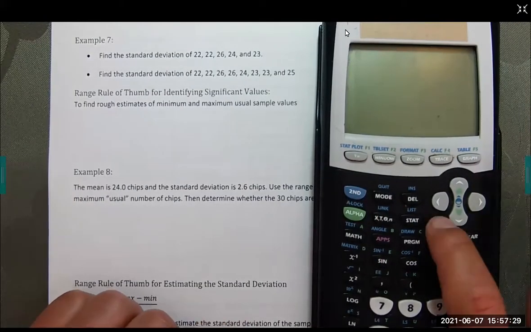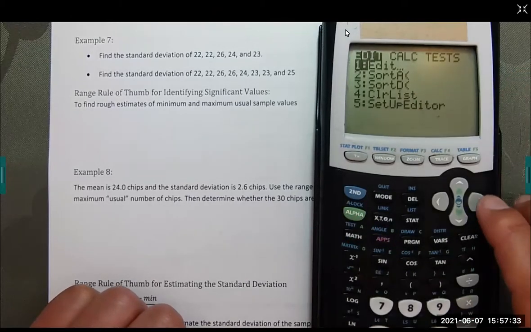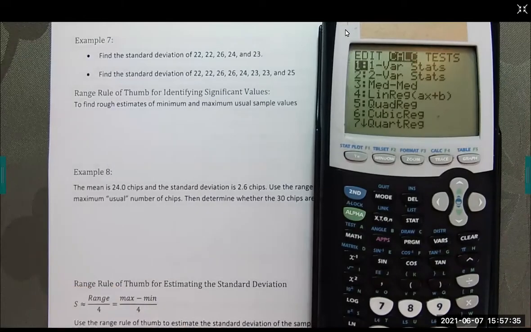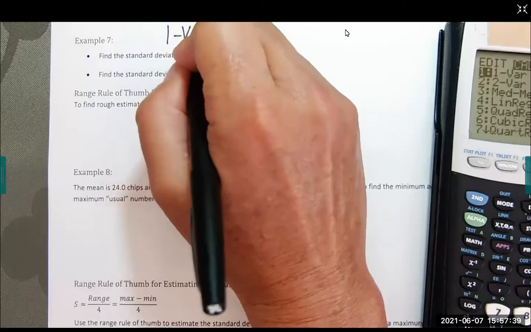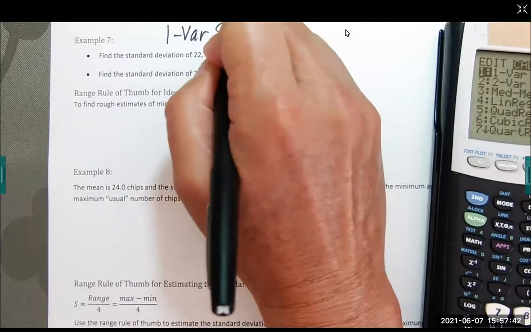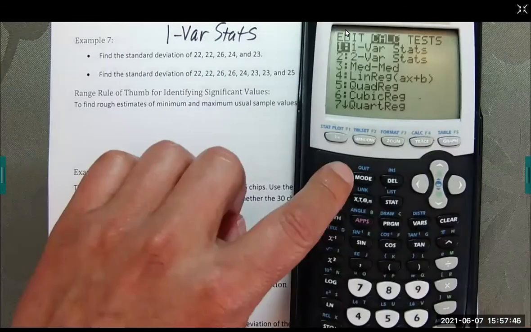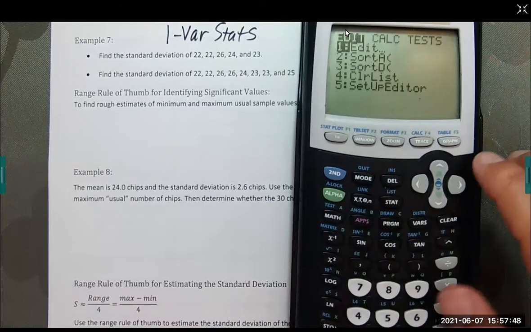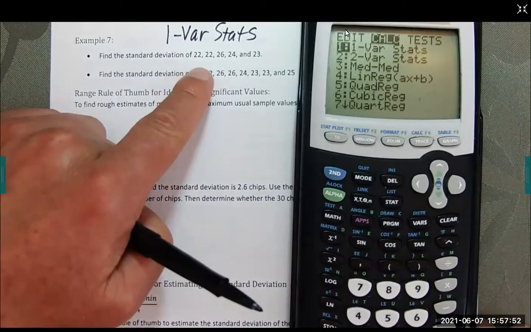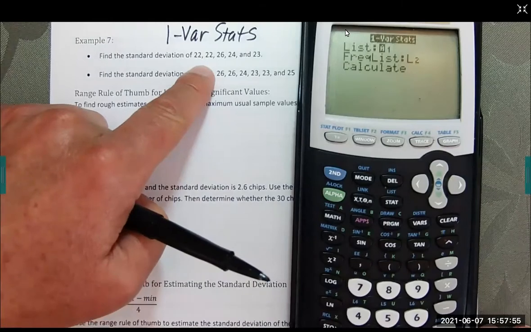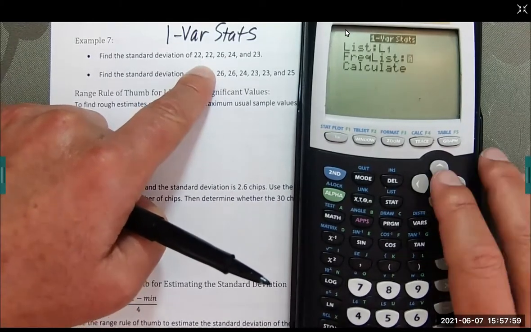I'm going to go to Stat and Calculate. This is our first use of one variable statistics, One-Var Stats. Once again, let me show you how to get there. You hit Stat and go to Calculate. It's the first thing, one variable stats. Now I put this into list 1, and there shouldn't be anything in the frequency list.